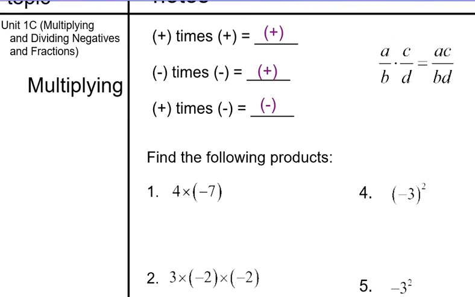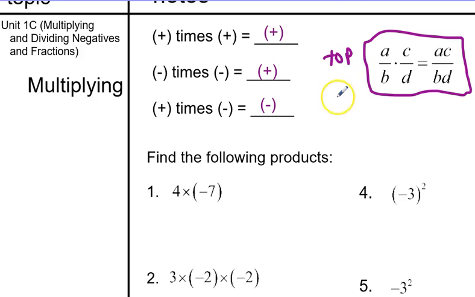When we multiply fractions, this little box can be helpful here. You multiply the top numbers together, so you multiply the numerators together. A times C is A times C, and then B times D is B times D. So you multiply the tops, and you multiply the bottoms. All right?